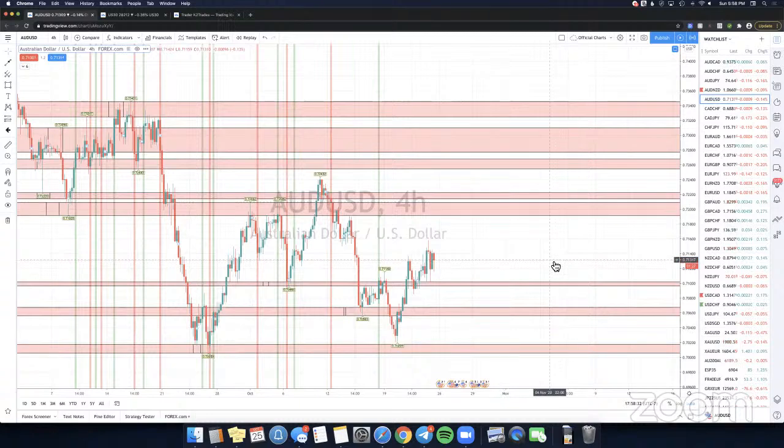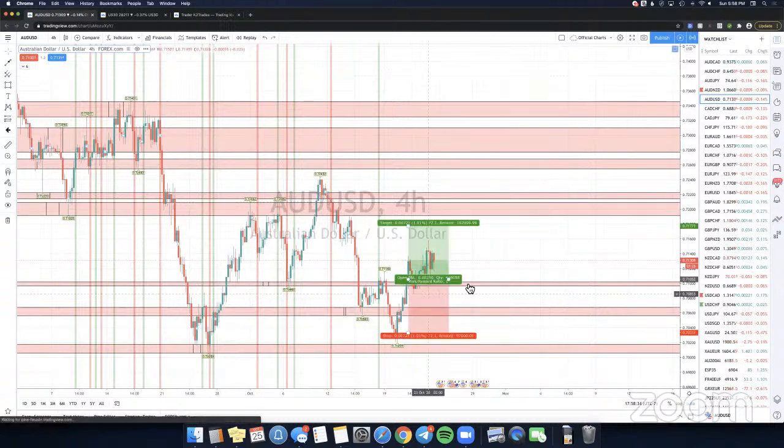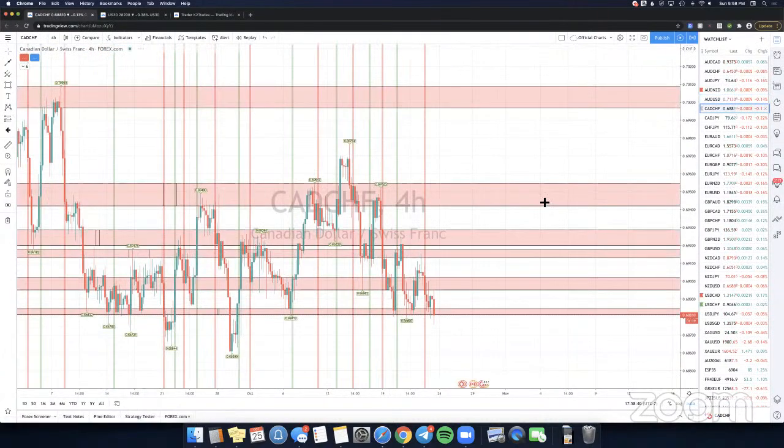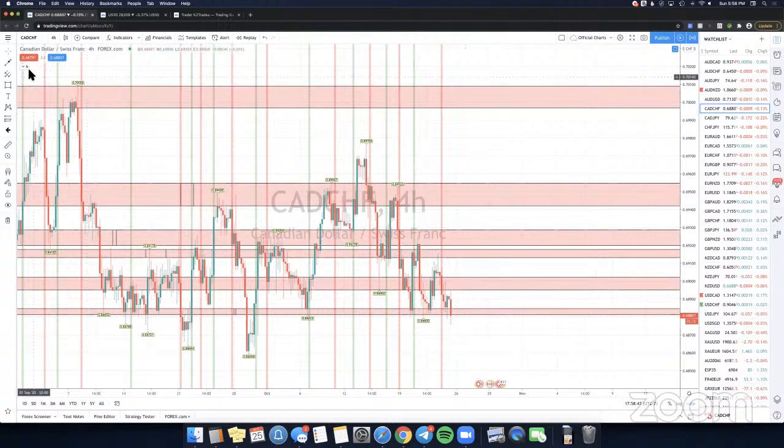So technically this would still be running if you guys had this trade active, but there's no new entry right now. So I'm not going to be calling anything for AUD/USD. This could actually be a decent sell entry right here. So this is what I was talking about. Let me just make sure that the zones are good.